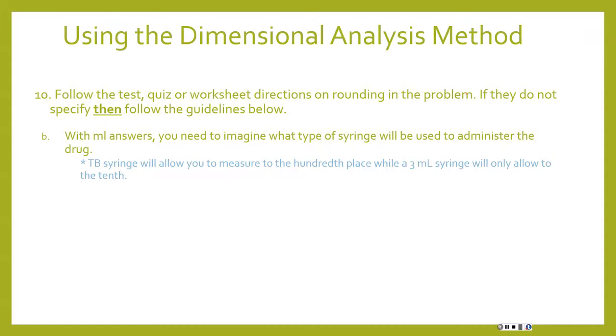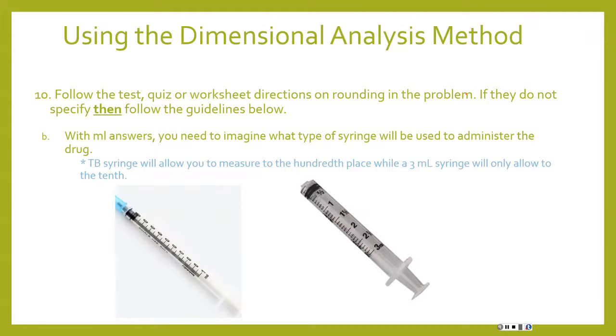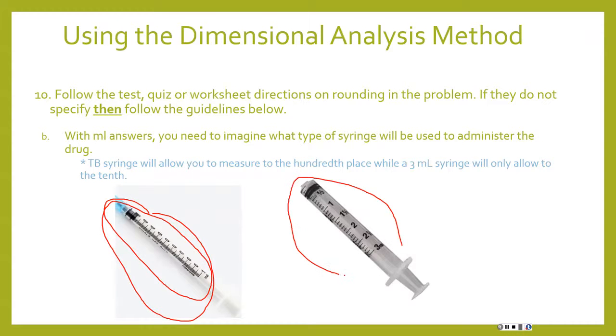When we look at syringes, think about the syringe that you're going to be using. If you're administering something with a TB syringe, you could round to the hundredths, because when you're using a very small syringe like this, you could give 0.47 milliliters. That would be fine. But if you were giving a volume over a milliliter, you couldn't realistically administer 2.46 milliliters. You would need to round that to the tenth place, or that first decimal.